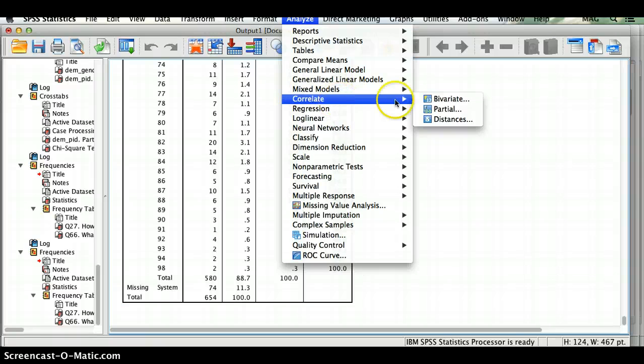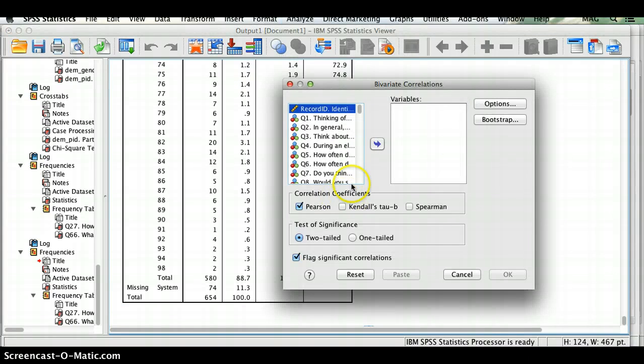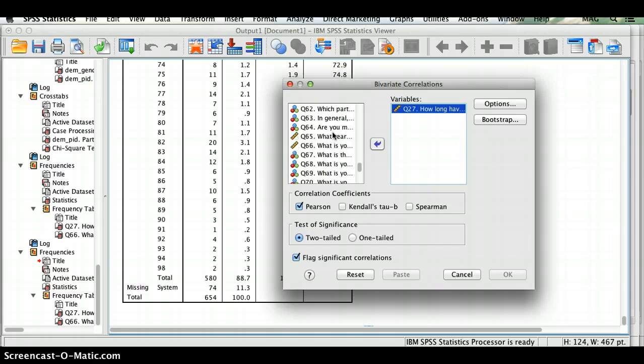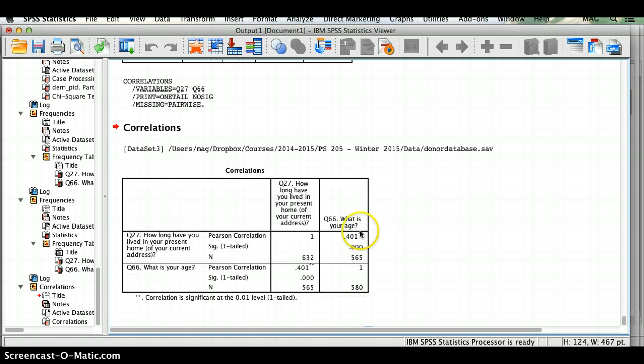To do so, we go to Analyze, Correlate, Bivariate. And here, what we're going to do is put the two variables that we're interested in in the variables box. So Q27 is the first, and Q66 is the second. There's no other separate box to put this second variable in. You put them both in the same box. The Pearson correlation coefficient is the default. It's already checked. And because we're hypothesizing direction, we're going to click one-tailed test of significance. After you've made that change, you're clear to go. You click OK. And the output gives you this.